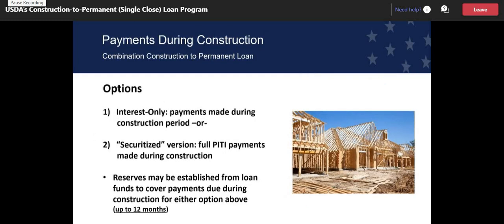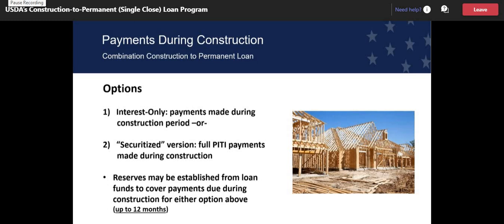So we mentioned there were two options to be able to finance either the interest or the full PITI payments in with the loan. So the first one is called the interest only. Those payments are made during the construction period. Those can be made out of the borrower's pocket, or you can actually roll in, up to the appraised value, any interest that the appraised value may allow you to roll into that loan. So we're always limited by that appraised value on any USDA loans, okay?